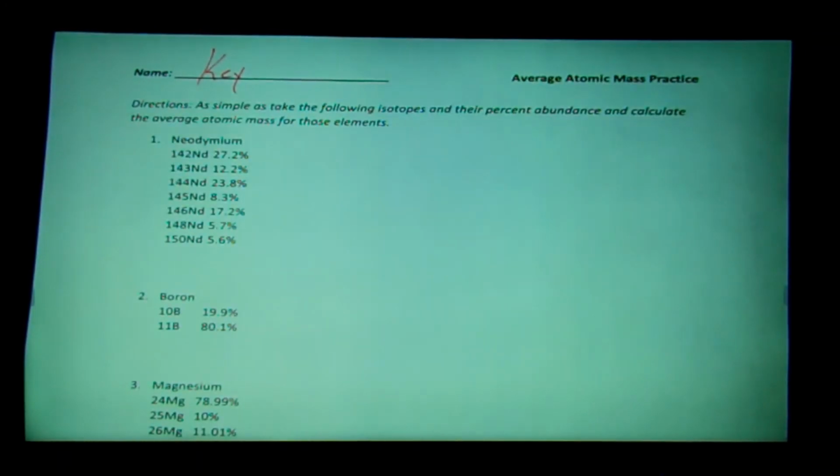Alright guys, so here is the average atomic mass practice answer key. Now with this average atomic mass, do me a favor. Don't just be watching this video to write down the answers on your paper. I'm not taking this up.